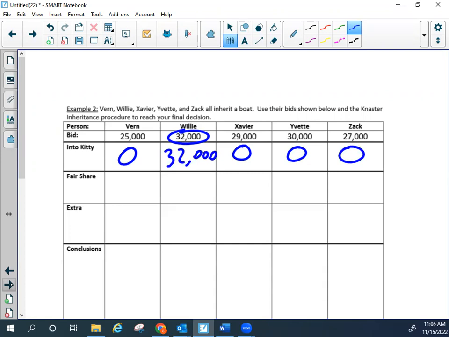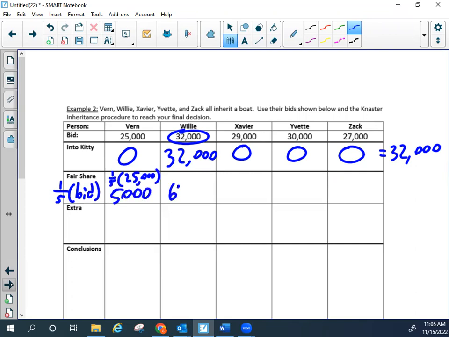So total money in my kitty is $32,000. The fair share, remember, is 1 divided by the number of bidders. So in this case, it's 1/5 times the bid. So 1/5 times 25,000. That comes out to $5,000.